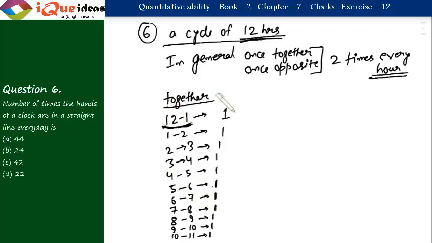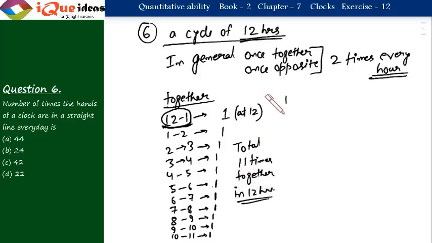So total how many times? 1, 2, 3, 4, 5, 6, 7, 8, 9, 10, 11, right? Please notice that between 11 and 12, the meeting happens at 12 o'clock. So that goes in the next hour, so don't count it here. This was happening at 12 o'clock. Others were happening between the hours. So total 11 times together, right, in 12 hours.